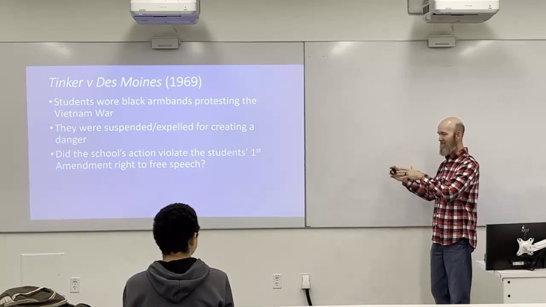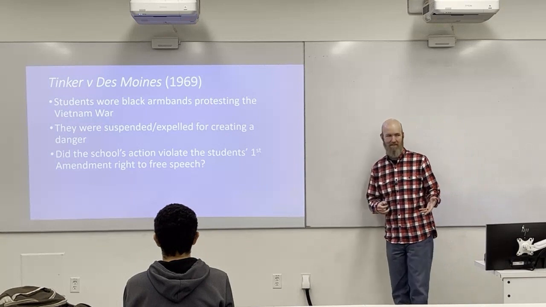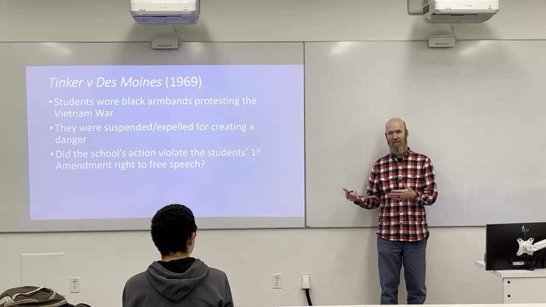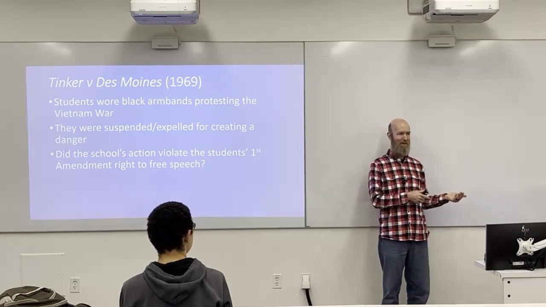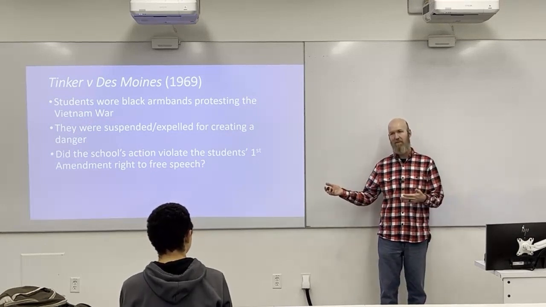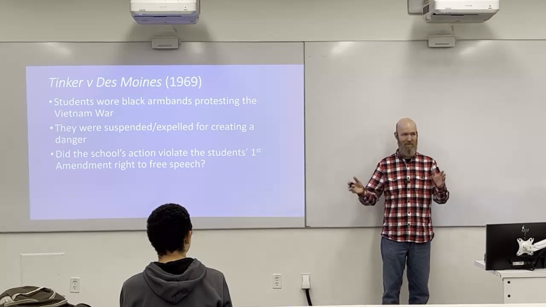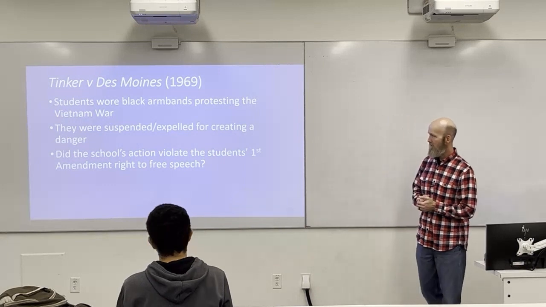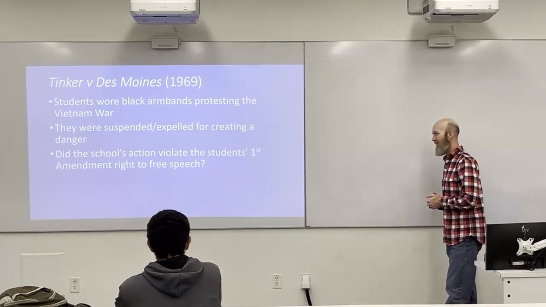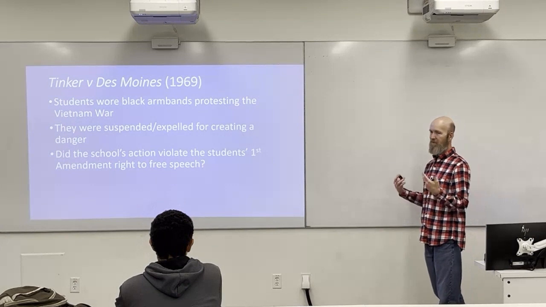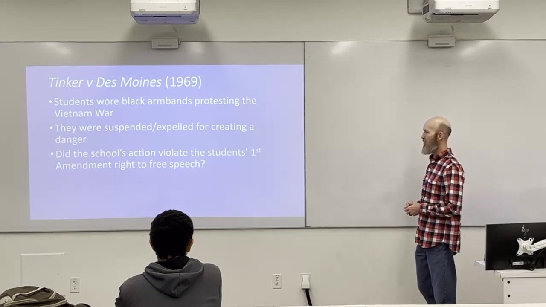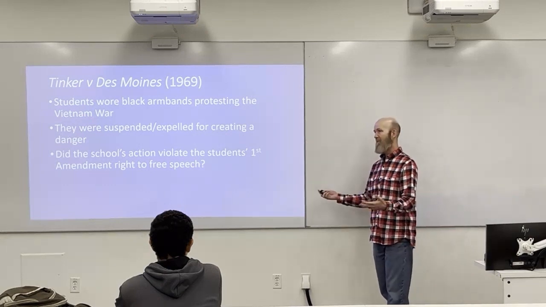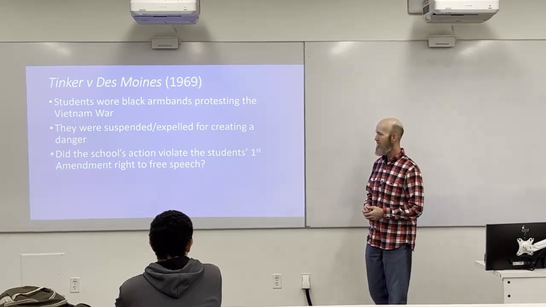If you read about this case online, sometimes it'll say they were suspended, sometimes it'll say they were expelled. Technically, they were told they were suspended and could come back when they weren't wearing the black armbands. So it was an indefinite suspension. You know, you're suspended for as long as you refuse to take off your black armbands. So they ended up suing, claiming that the school violated their First Amendment free speech, freedom of expression rights. So the Supreme Court had to decide, do students in public school have the right to protest the Vietnam War?